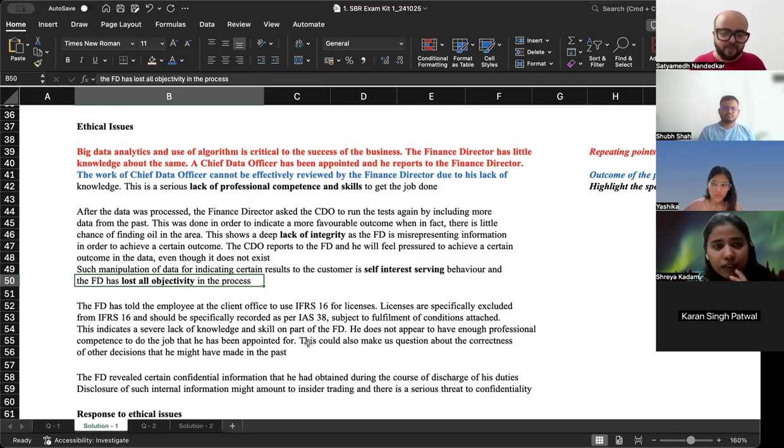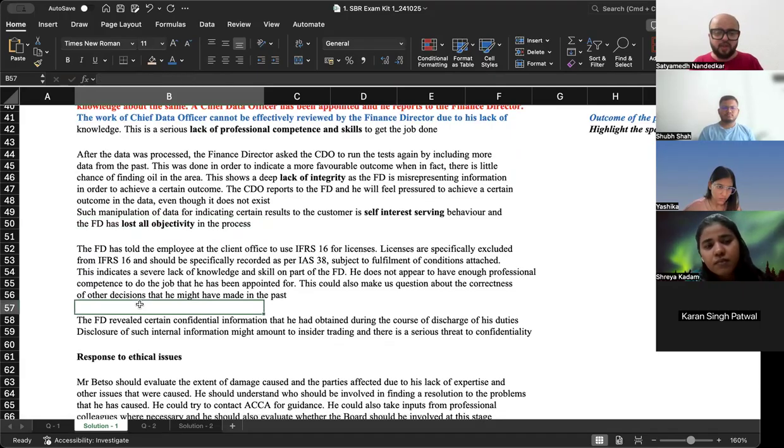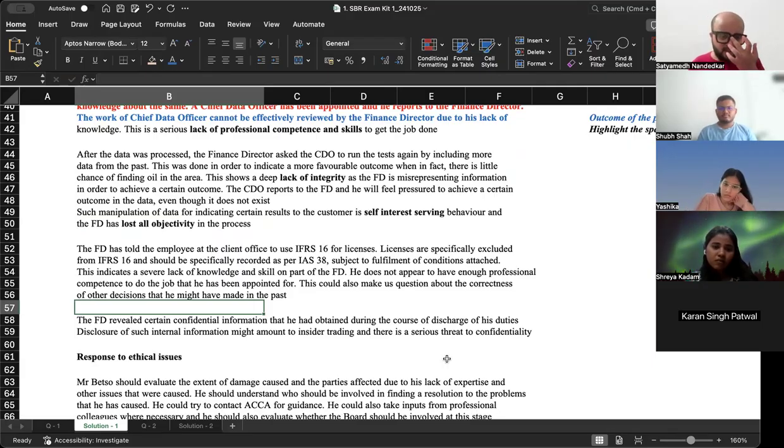Right? Then, finance director has told the employee at the client office to use IFRS 16 for licenses. Licenses are specifically excluded because they should be recorded as per IAS 38, subject to fulfillment of conditions. This indicates a severe lack of knowledge and skill on the part of the finance director.